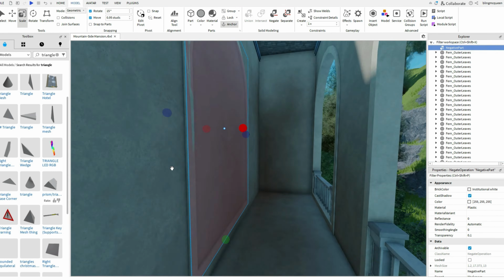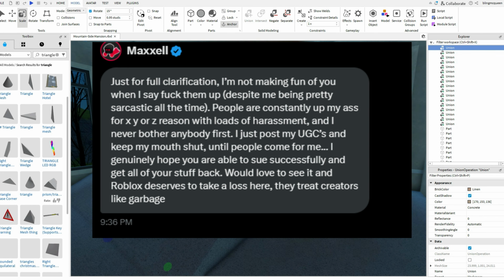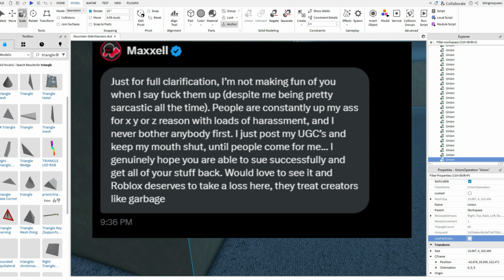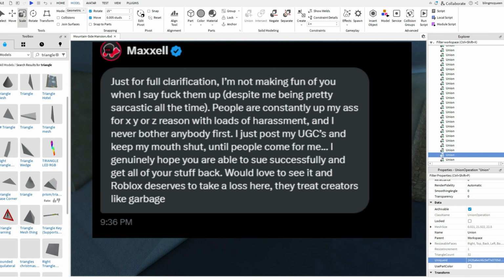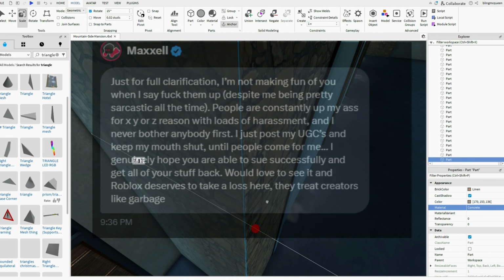Okay buddy, I'm sure you don't. I just post my UGCs and keep my mouth shut until people come for me. I genuinely hope you are able to sue successfully and get all of your stuff back. Would love to see it, and Roblox deserves to take a loss here. They treat creators like garbage.